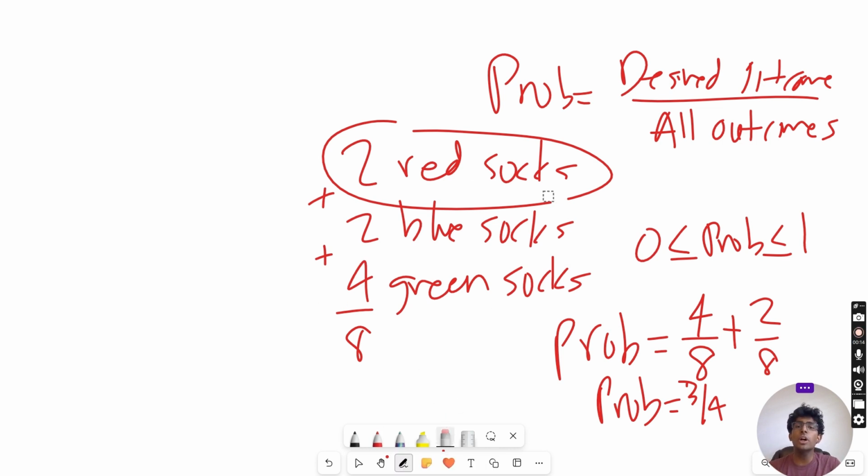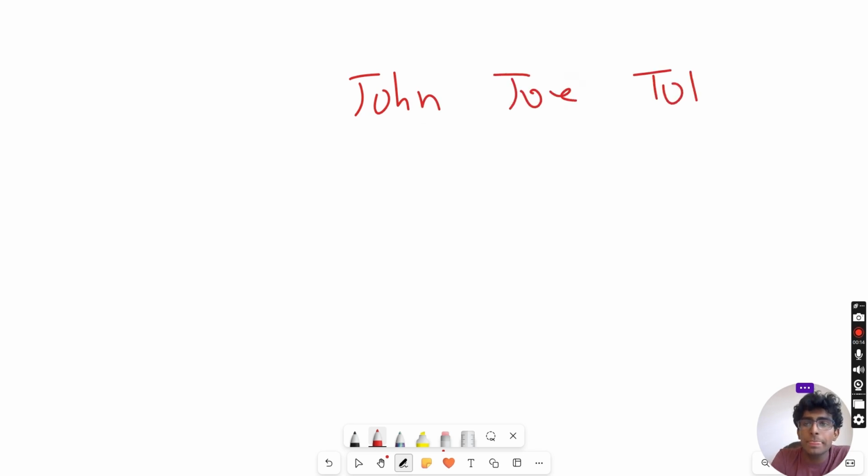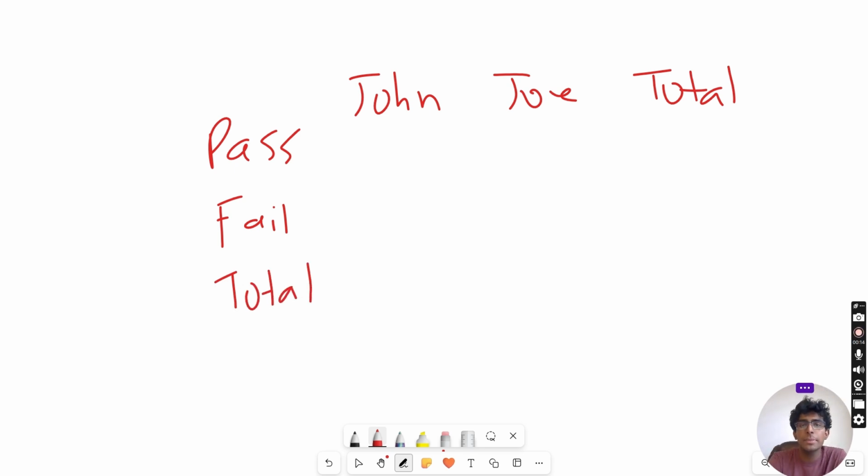And then let's talk about relative frequency. You're going to see the idea of relative frequency in two-way tables. So, for example, let's say we have teachers, like John, Joe, and then total. And then let's say for an exam, students who pass versus fail and total. So this is an example of a 2x2 table for relative frequency.